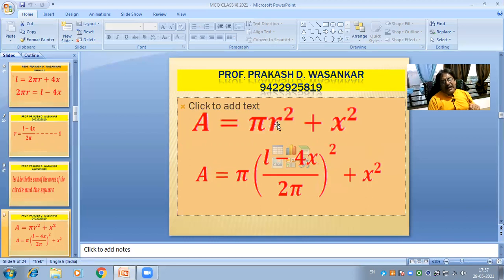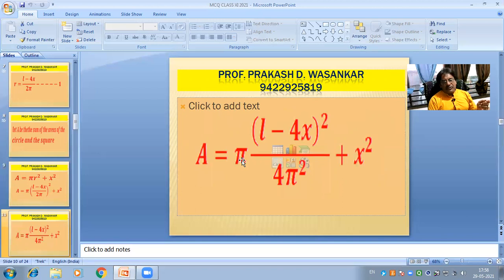We already found r, so we put r is equal to (L minus 4x) upon 2 pi by equation number first. So A, the sum of the areas of the circle and the square, is equal to pi times ((L minus 4x) upon 2 pi) whole square plus x square. Then we solve this square. This can be written as (L minus 4x) whole square upon 4 pi square.